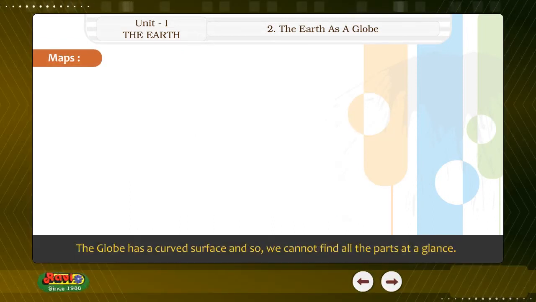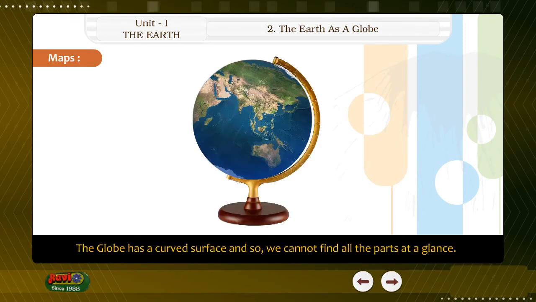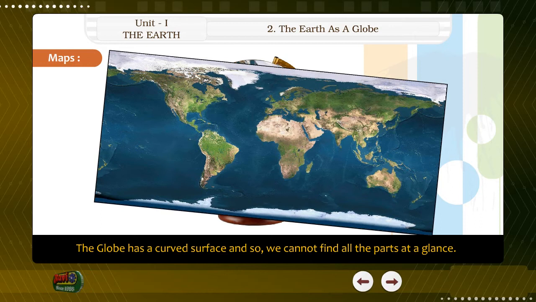Maps. The globe has a curved surface and so we cannot find all the parts at a glance. In order to overcome such difficulty, the globe is represented on a flat surface which is called a map. There are many kinds of maps such as physical maps, political maps, outline maps, etc. These maps represent the whole world or only a part of it. A book of maps is called an atlas.